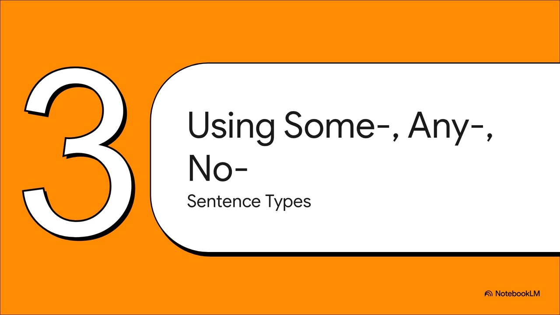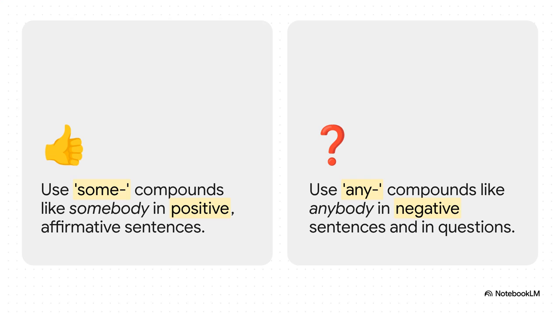Okay, so remember that whole somebody versus anybody problem we talked about at the beginning? Let's solve it right now. The choice between them really just depends on the kind of sentence you're making. Here's the deal, and it's actually pretty simple. You use the words that start with some, like somebody or something, when you're making a positive affirmative statement. And you use the words that start with any, like anybody or anything, for negative sentences and for questions.